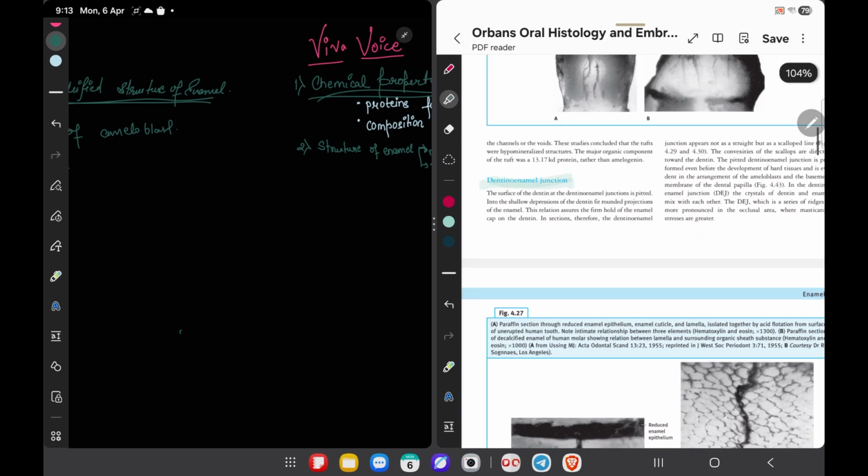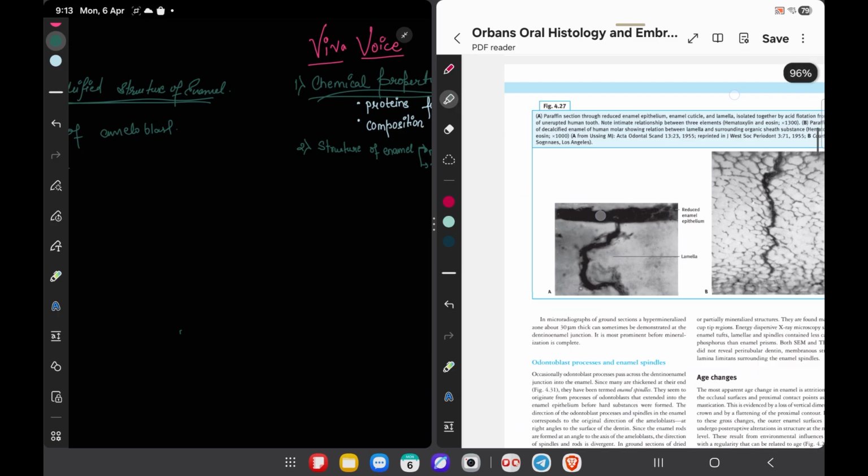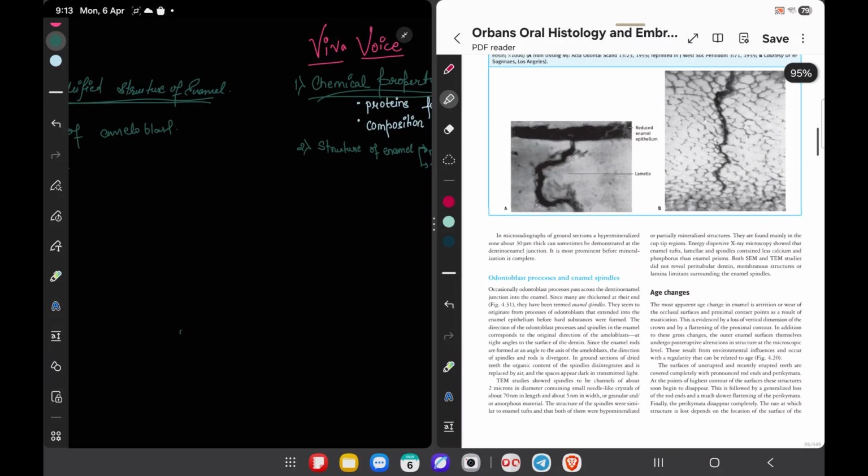Dento-enamel junction, very important. Short topic, but very important. So the dento-enamel junction is also very important for your examination. So let's discuss how many hypocalcified structures we have seen here, right?